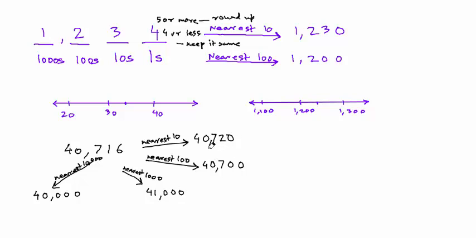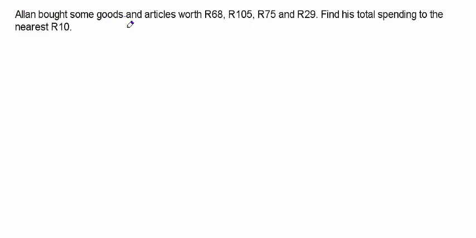Let's look at a word problem now. Alan bought some goods and articles worth 68 Rand, 105 Rand, 75 Rand and 29 Rand. Find his total spending to the nearest 10 Rand. So all you need to do is add these numbers up and round them to the nearest 10. Let's go. 68 plus 105 is 173. I just added 100 and added another 5. Plus 75 is 248.